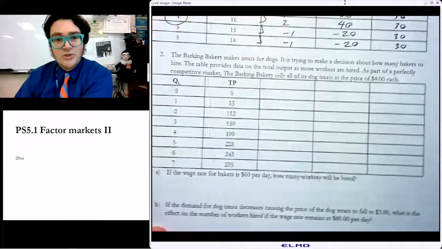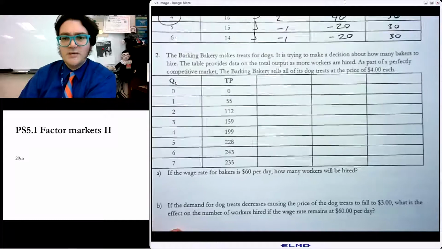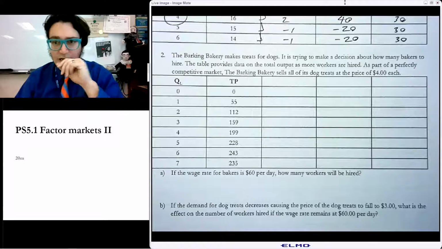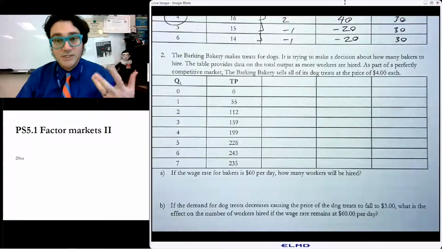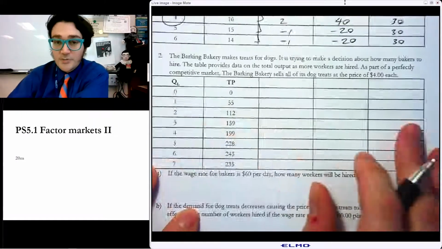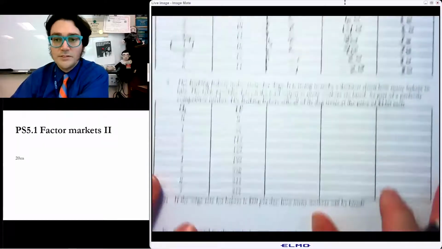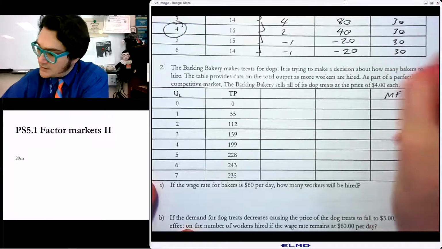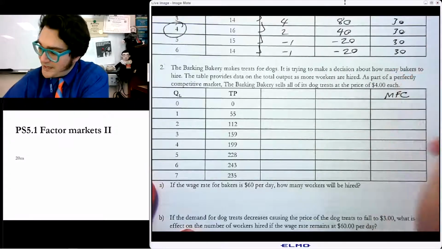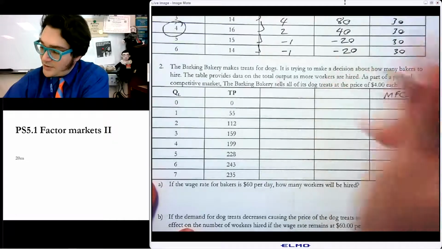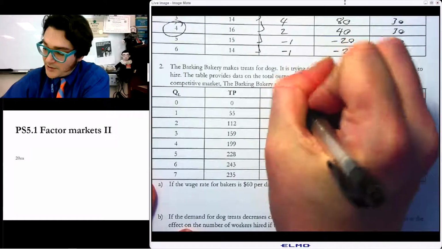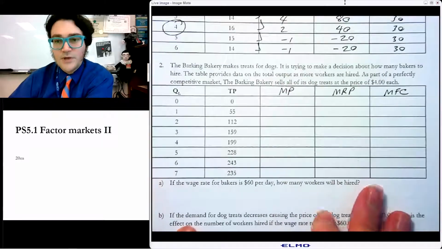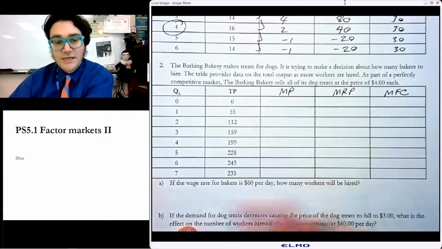Ta-da, done. Number 2, Barking Bakery makes treats for dogs. It's trying to make a decision about how many bakers to hire, with total product, quantity of labor, and so on. And it says Barking Bakery sells all its dog treats at a price of 4. So this is exactly the same problem. We can just look at it and go, okay, same deal. We need to know the marginal factor cost, then the marginal product and the marginal revenue product, and we're basically just going to fill out the same table.